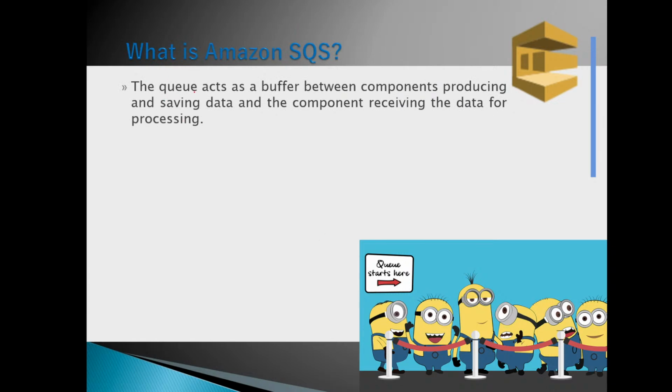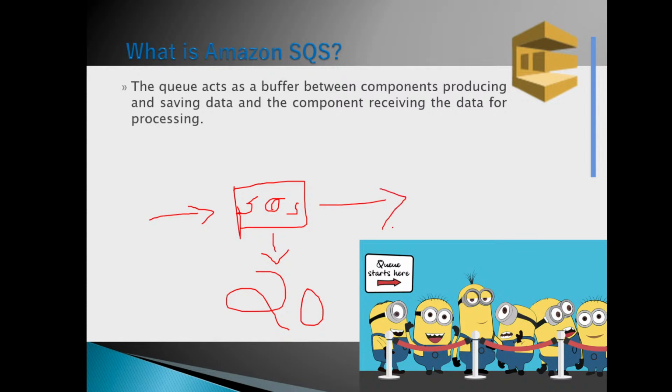SQS acts as a buffer between the component producing and saving data and the component receiving the data for processing. In industry, even in my company, we are using SQS extensively for creating a buffer. So one component is producing something and notifying, and we are saving that notification in SQS. If the number of messages in SQS increases, let's say after 20 messages we receive, only then we trigger the second component. So this is the first service, this is the second service.